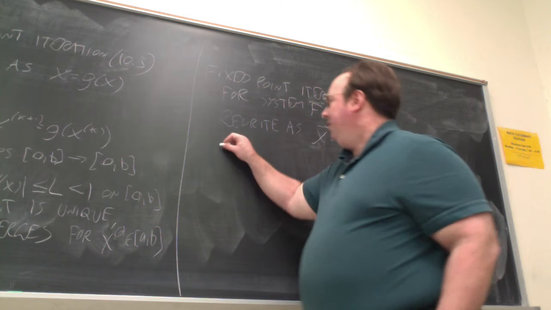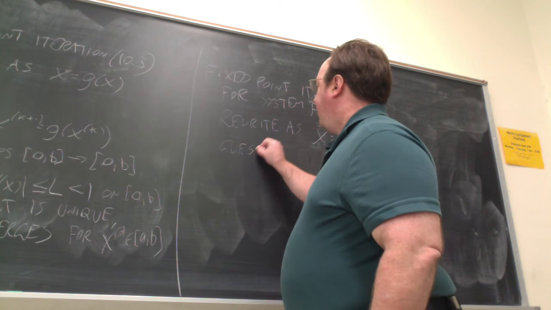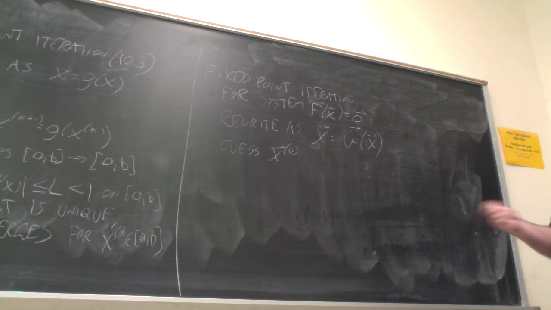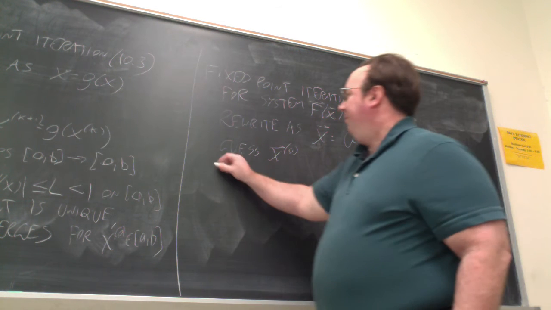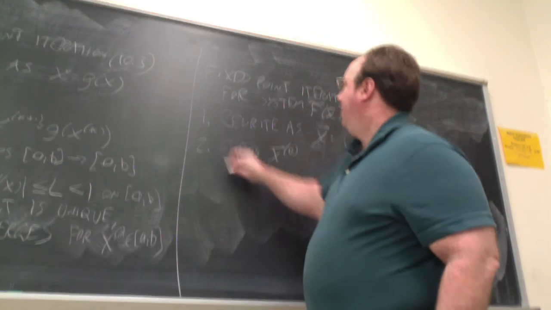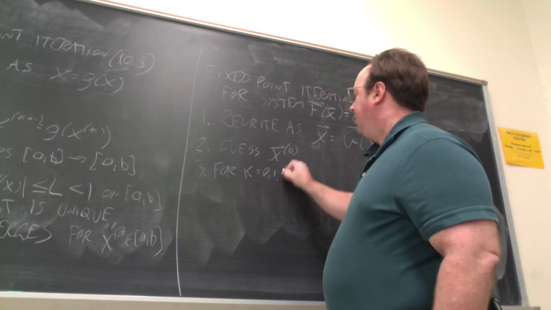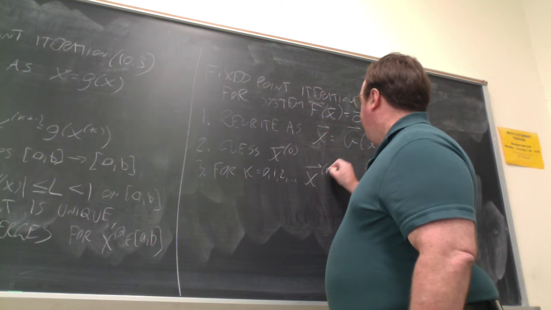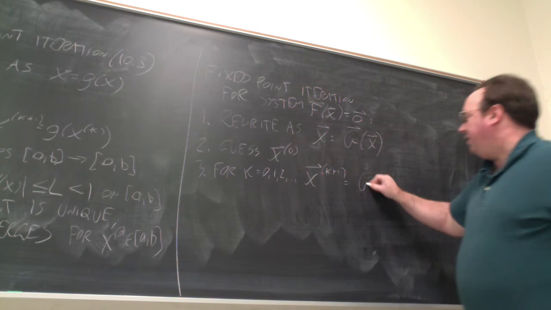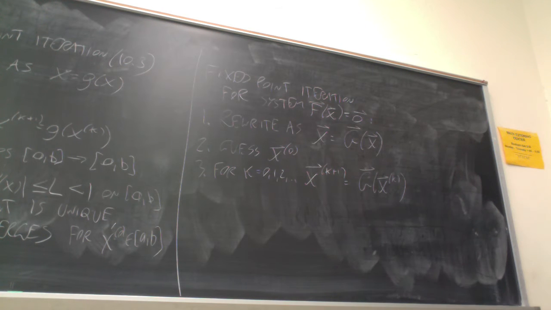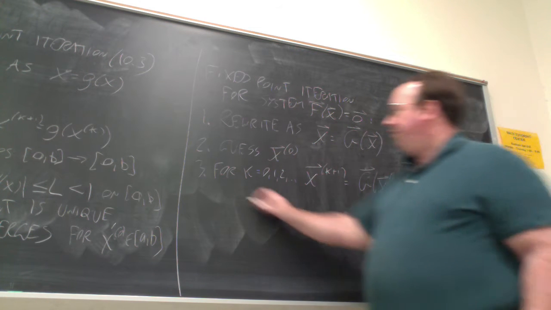So then, like before, we have some initial guess, which will now be a vector, x naught. So the algorithm is going to be exactly the same. If I write these as steps, we guess, and then we carry out our iteration. We get each new iterate by substituting the old iterate into G, until convergence.